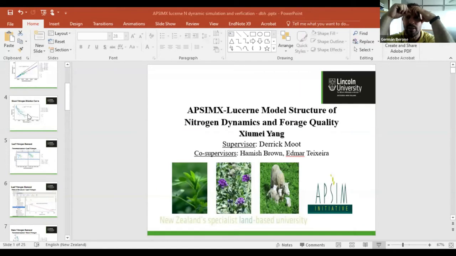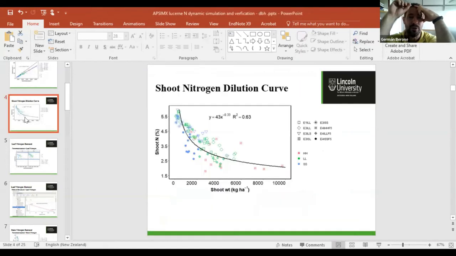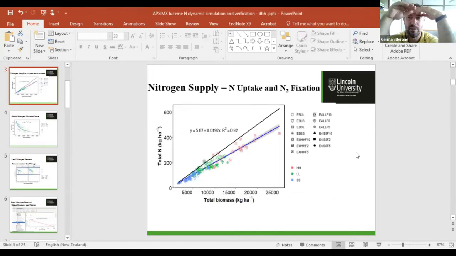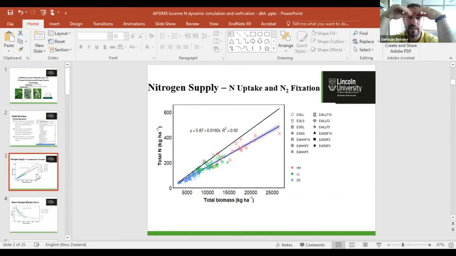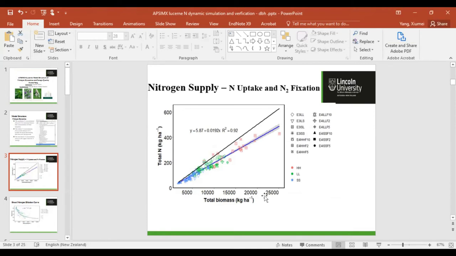A short question to Derek and Xiumei. Yes. Just to be sure I understood, in the first slide, the slide that Gilles asked you about, biomass and nitrogen. Yes. This biomass is leaves plus stem plus root. Plus, yes. Yes. Okay. Thank you.